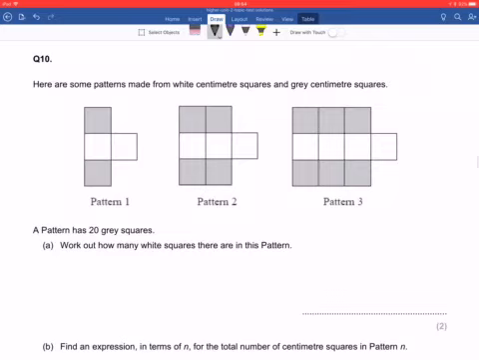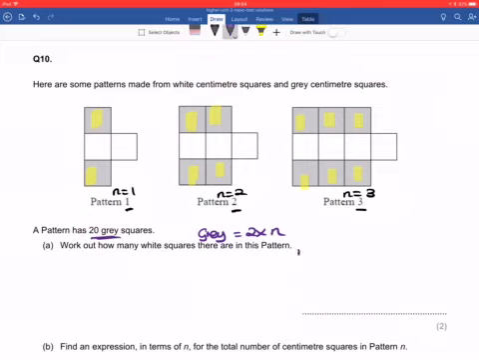Here are some patterns from white centimetre squares. So what's going on? So the white, pattern 1, pattern 2, pattern 3. Remember, this is when n equals 1, n equals 2, n equals 3. A pattern has 20 grey squares. We're looking at the grey, there's 2 there, there's 4 for number 2, there's 6 for number 3, so the grey is 2 times n. So if a pattern's got 20 grey squares, then n must have been 10. It must have been the 10th pattern.